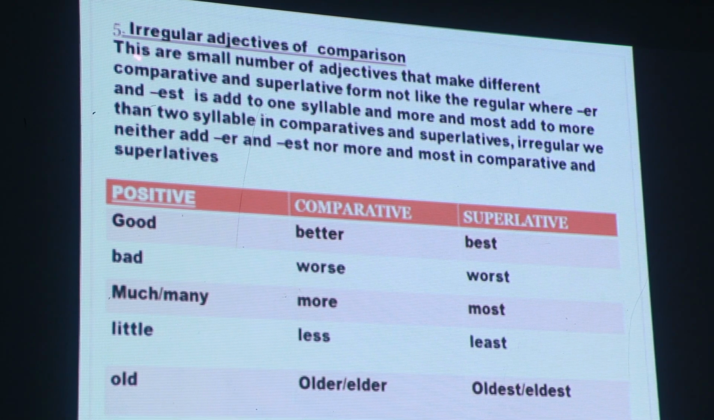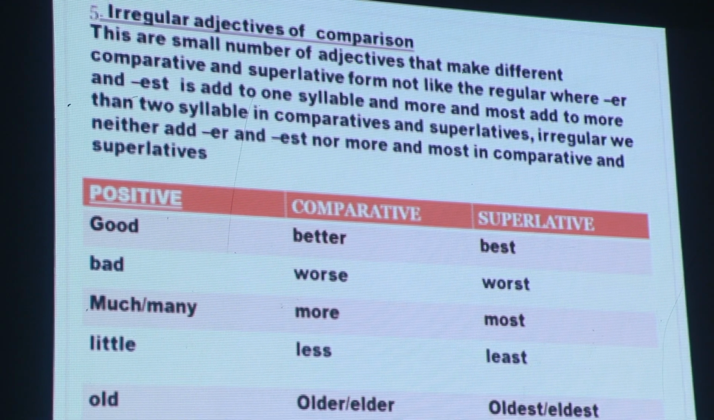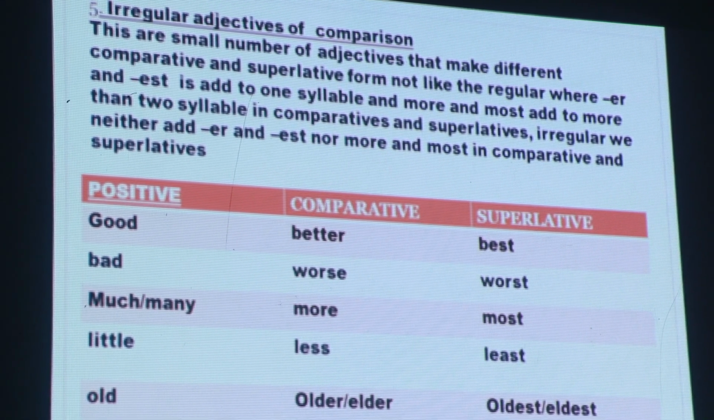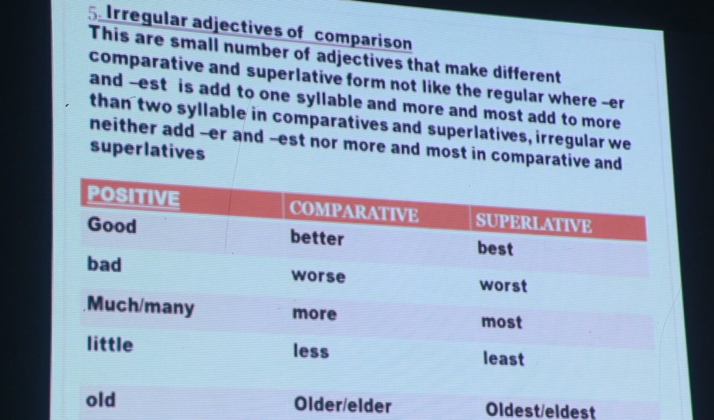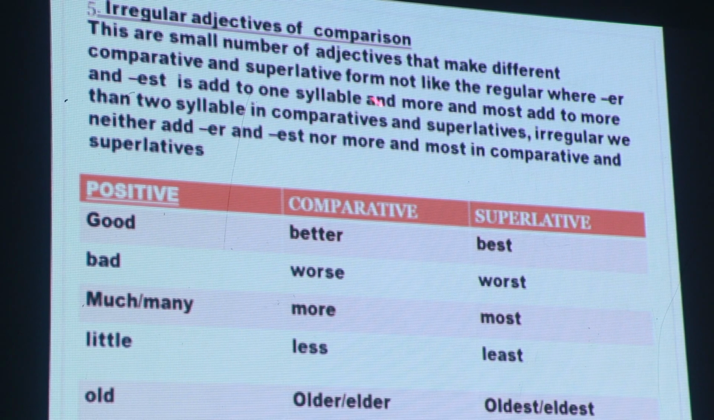This is another rule, which is about irregular adjectives. The other ones we have been talking about take the comparative form er and est for the superlative, and more and most. This is a different case because we have irregular adjectives. Let's check the meaning of irregular adjectives. These are a small number of adjectives that make different comparative and superlative forms, not like the regular ones where er and est is added to 1 syllable and more and most added to more than 2 syllables. So this is a different case.